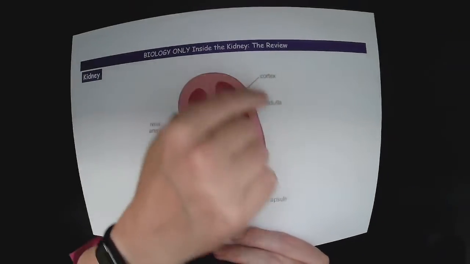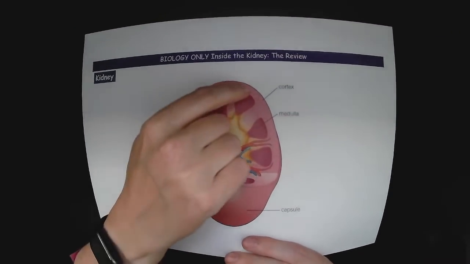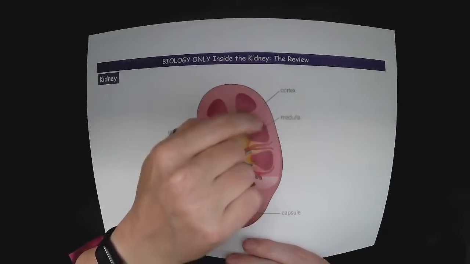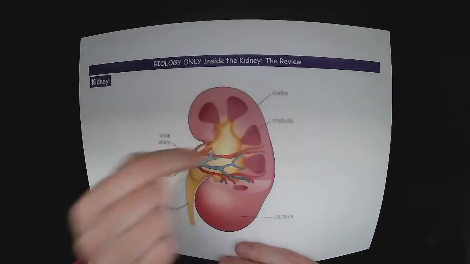Now, what we actually have then are three key sections in our kidney. You've got the capsule around the outside, the cortex is this outer layer, and then the medulla is this kind of inner region here. They're the only three bits you need to know for the GCSE.